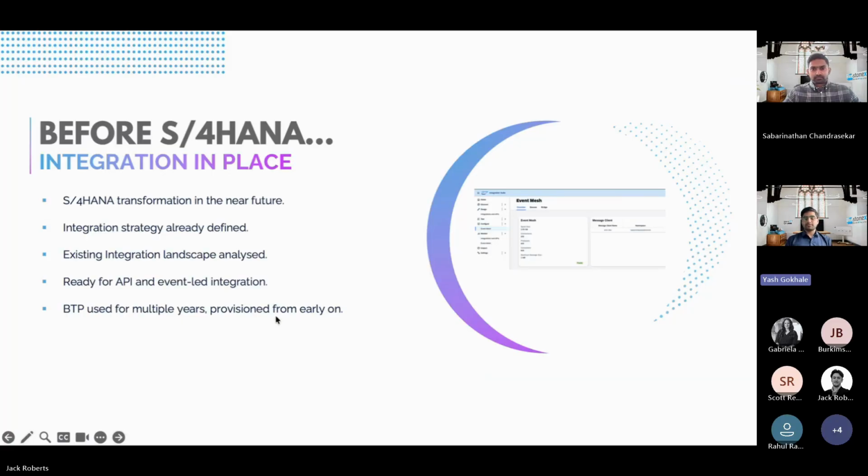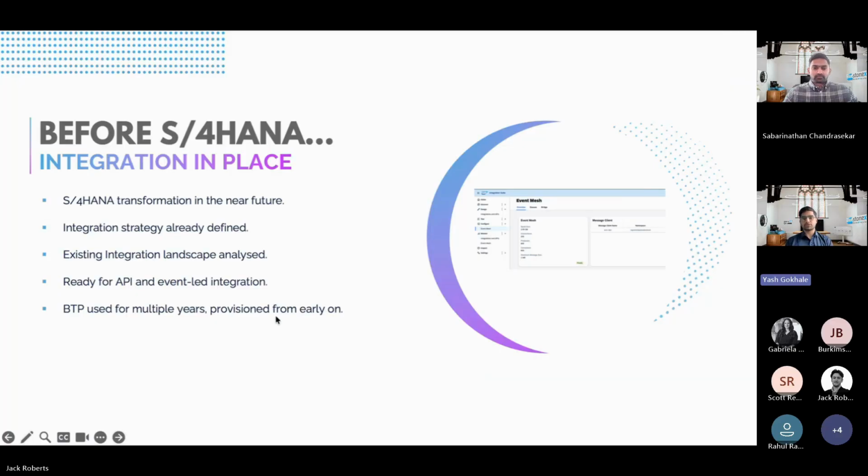And the last thing is they've been using BTP for years. So this is a key consideration for them: before even S/4HANA, they have BTP. Their landscape was provisioned through our partner managed cloud model. They've had access to Integration Suite for years to learn the capabilities, the features, and monitoring. And it means that now their teams are well versed in Integration Suite, its features, as well as BTP and what services are on there.